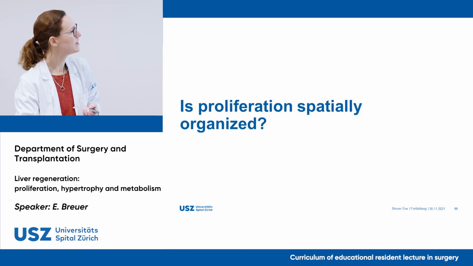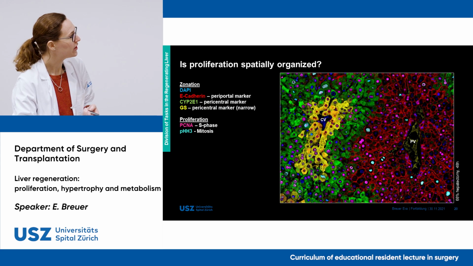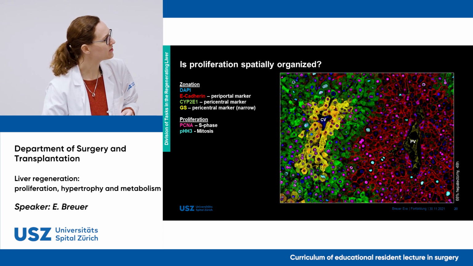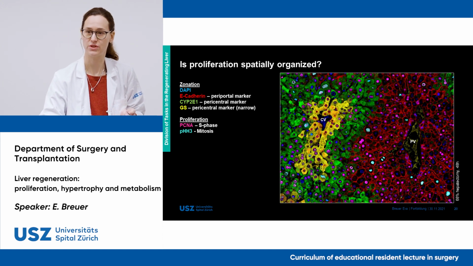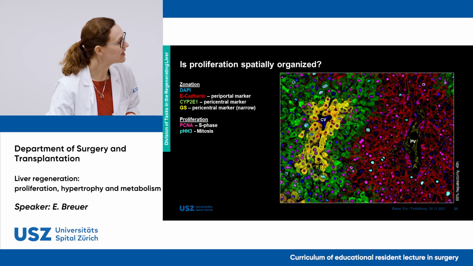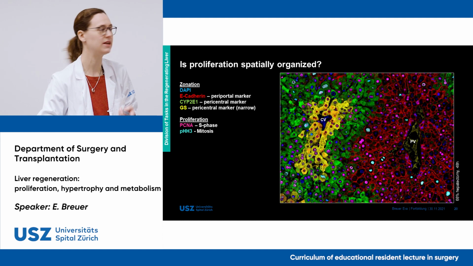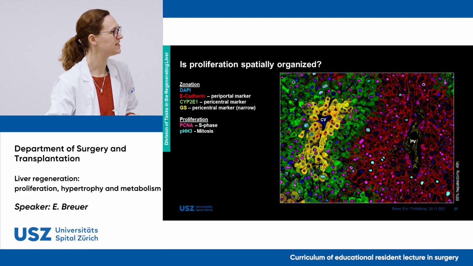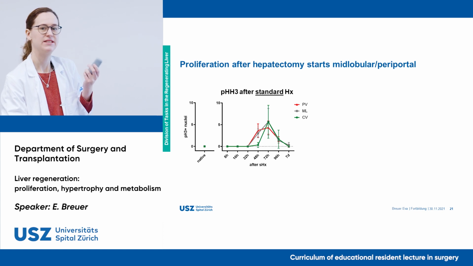But the most interesting thing is we looked at the proliferation in combination with these zonation markers. So here you see, again, the zonation markers, the E-cadherin around the portal vein. We have here the central vein with the glutamine synthetase and the CYP enzymes. And additionally, in cyan, we have the phospho-histone H3, which is a marker for mitotic cells, and also PCNA, which is a marker used for S-phase entry, but is present during the entire time of the cell cycle.